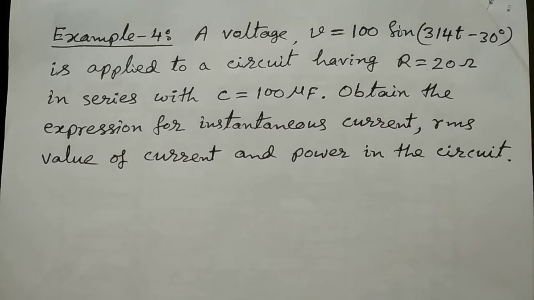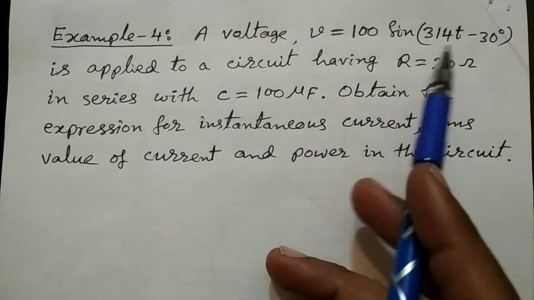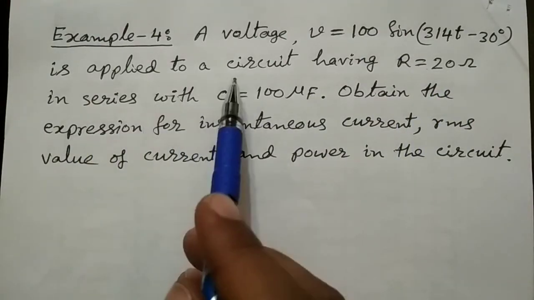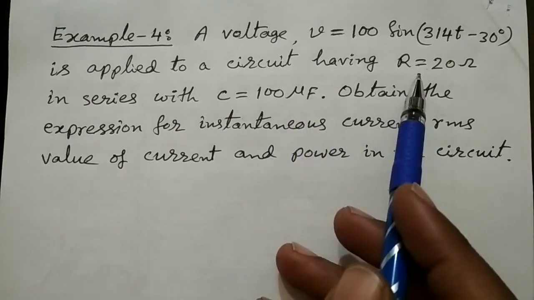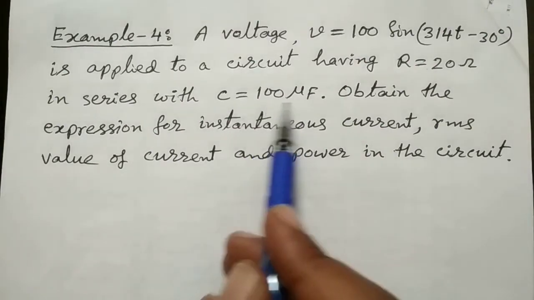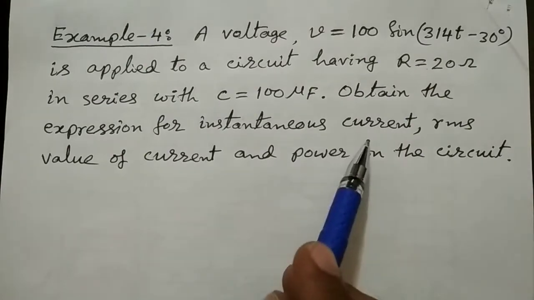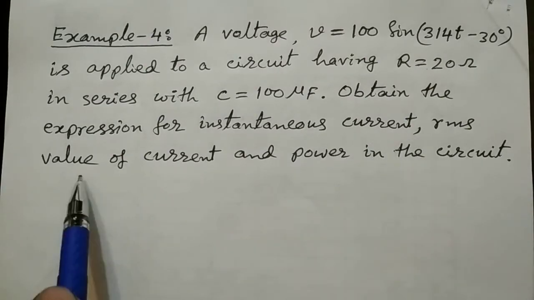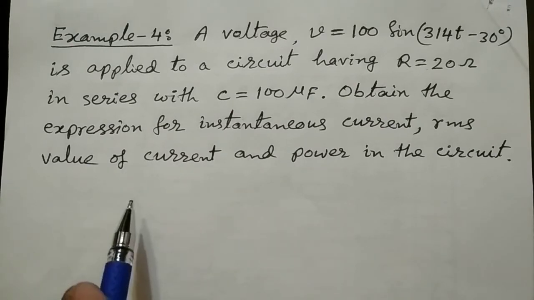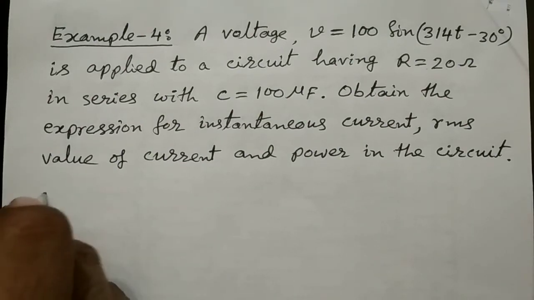Example number 4. A voltage V is equal to 100 sin 314t minus 30 degree is applied to a circuit having resistance 20 ohms in series with capacitance 100 microfarad. Obtain the expression for instantaneous current, the RMS value of the current, and the power in the circuit. Power means the active power. So let's see the solution.